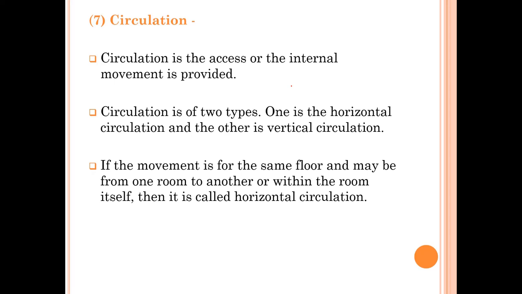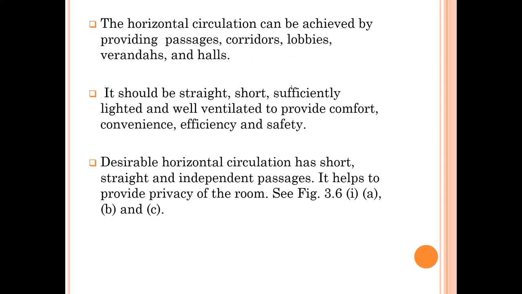Now the circulation. Circulation is the access or the internal movement provided. Circulation is of two types. One is horizontal circulation and the other is vertical circulation. If the movement is on the same floor, from one room to another or within a room itself, it is called horizontal circulation. Horizontal circulation can be achieved by providing passages, corridors, lobbies, verandas and halls. The requirements for corridors, passages and lobbies are: they should be straight, short, sufficiently lighted and well ventilated to provide comfort, convenience, efficiency and safety. Desirable horizontal circulation should be short, straight and through independent passages. It helps to provide privacy to the rooms. So these things should be taken care of.